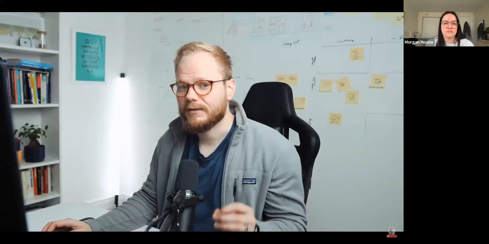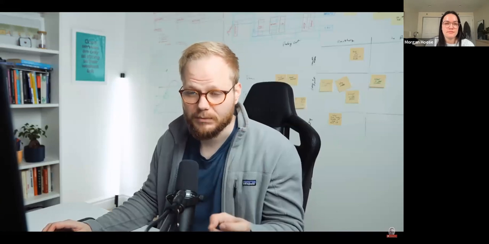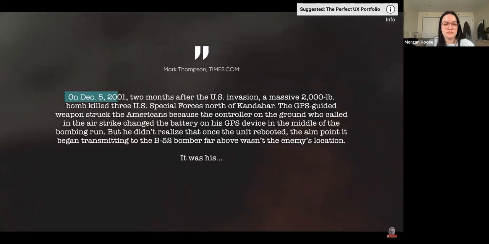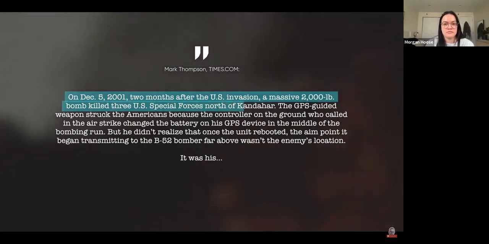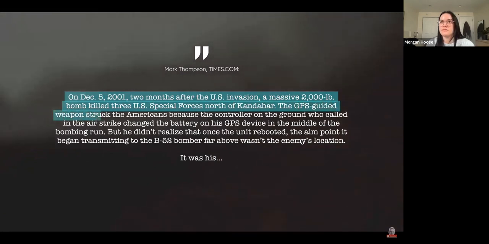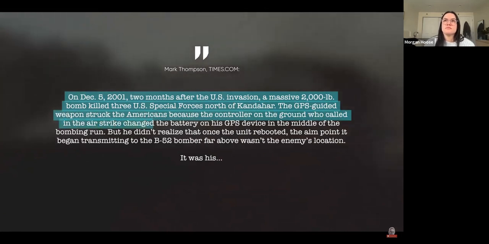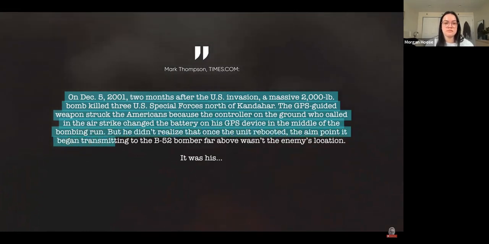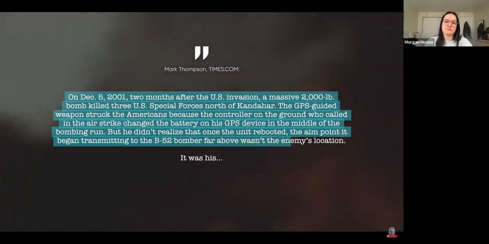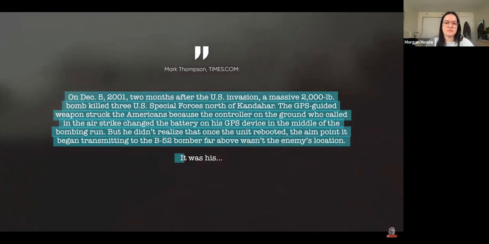And besides the book itself, there also has been coverage from actual media publications. For example, Time magazine covered it as well. December 5th, 2001, two months after the U.S. invasion, a massive 2,000-pound bomb killed three U.S. Special Forces north of Kandahar. The GPS-guided weapon struck the Americans because the controller on the ground, who called in the airstrike, changed the battery on his GPS device in the middle of the bombing run. But he didn't realize that once the unit rebooted, the aim point it began transmitting to the B-52 bomber far above wasn't the enemy's location, it was his.